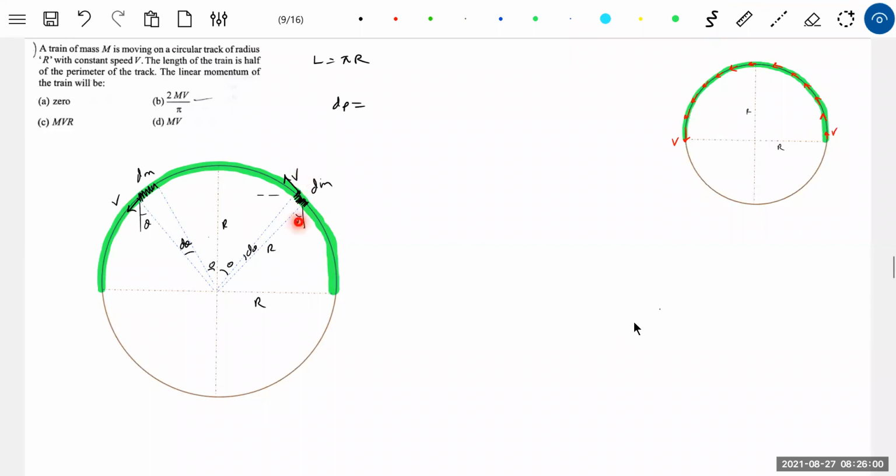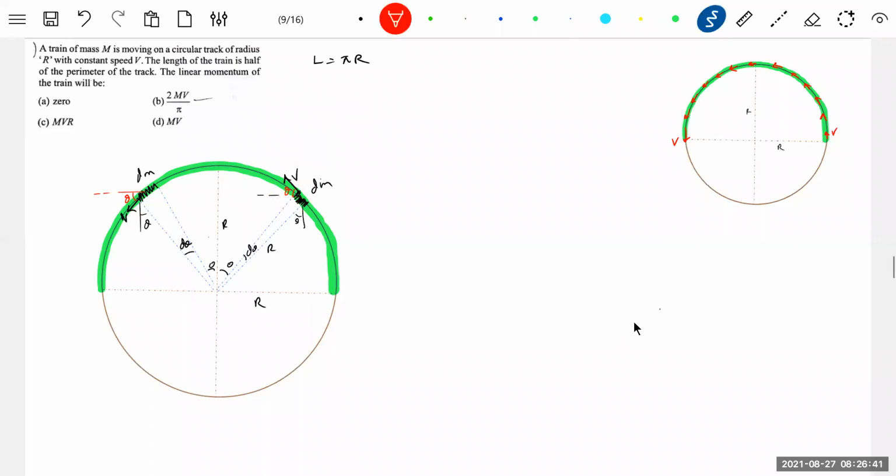So if this is theta, this angle should be theta. If this is theta, 90 minus theta, this will be theta. So we'll go for this is theta. Similarly, you resolve this. So this will be theta. So which components will get subtracted? The y components will get subtracted. So dmv sin theta will be vertically down, dmv sin theta vertically up. Horizontal components will get added up here.